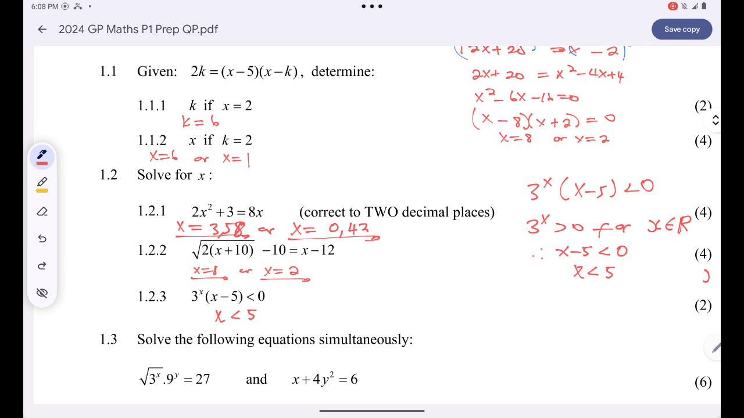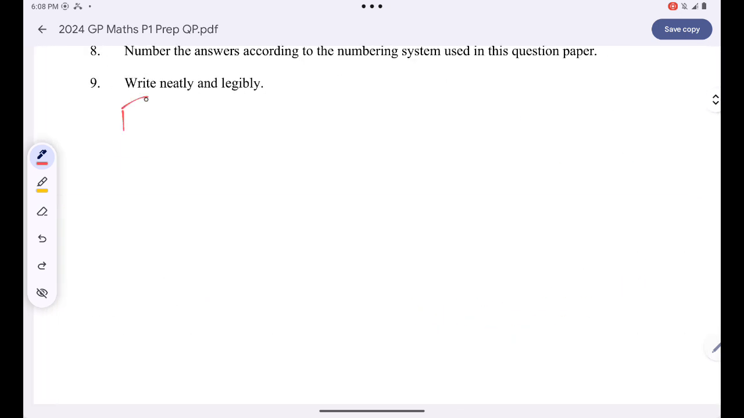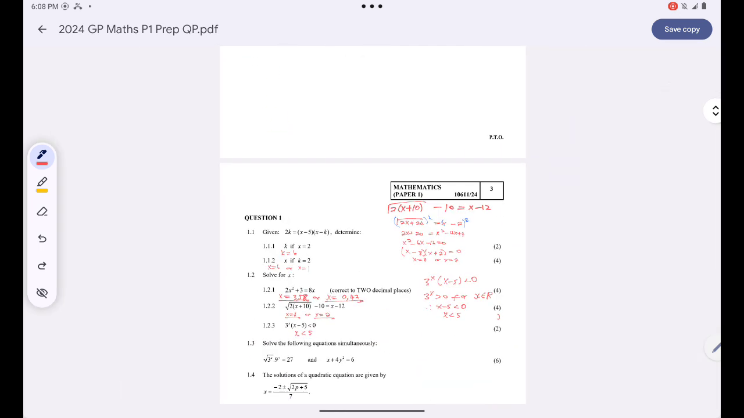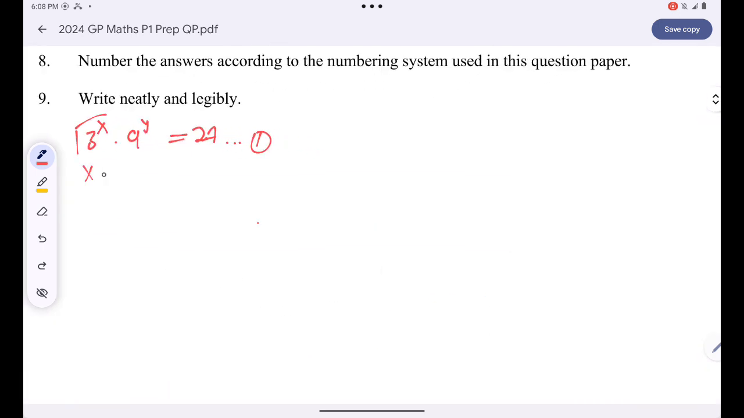Okay, and then I'm supposed to solve the following equations simultaneously. I'm told that I have the square root of 3x squared multiplied by 9 to the power y is equal to 27. This is my first equation. And then for my second equation, what do we have? x plus 4y squared is equal to 6. This is our second equation. Okay.